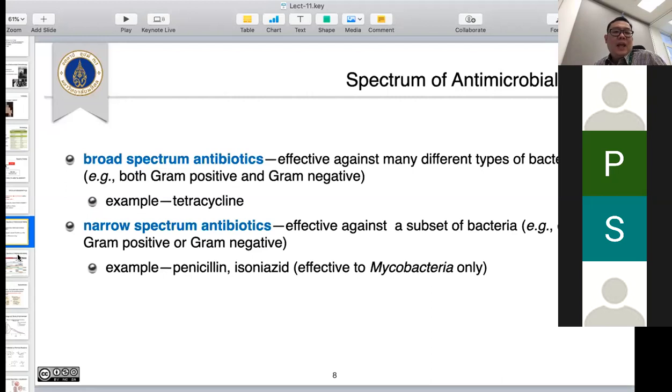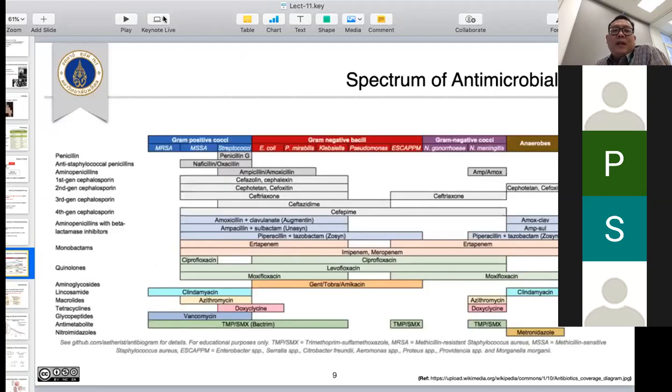Okay, this picture shows the spectrum of antimicrobials. You see, we classify bacteria into gram-positive cocci, gram-negative bacilli, gram-negative cocci, and anaerobic or very unusual bacteria.